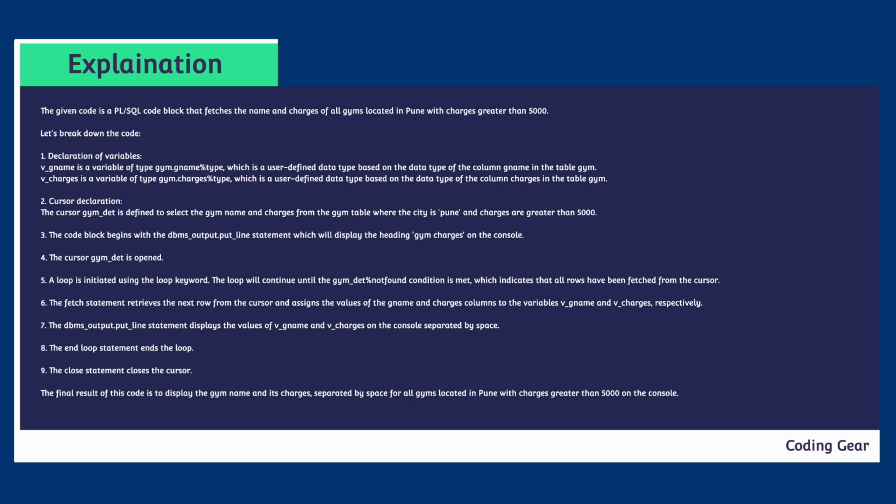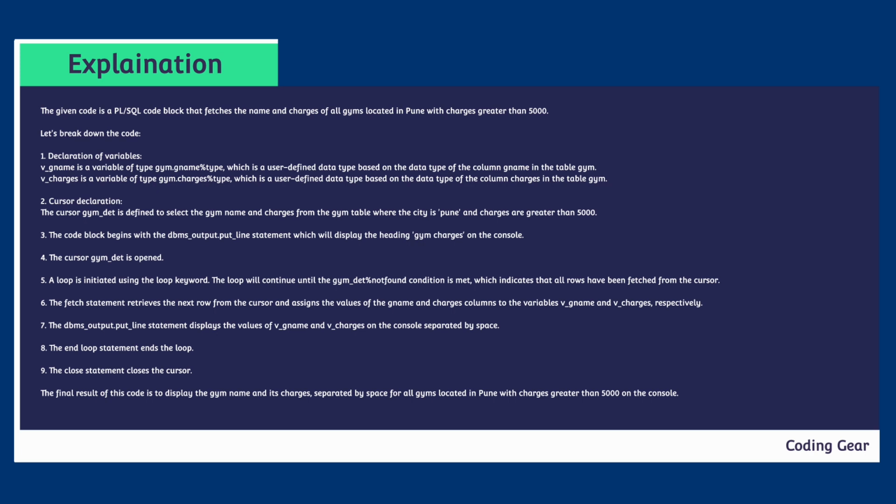7. The dbms_output.put_line statement displays the values of v_name and v_charges on the console separated by space. 8. The end loop statement ends the loop. 9. The close statement closes the cursor.